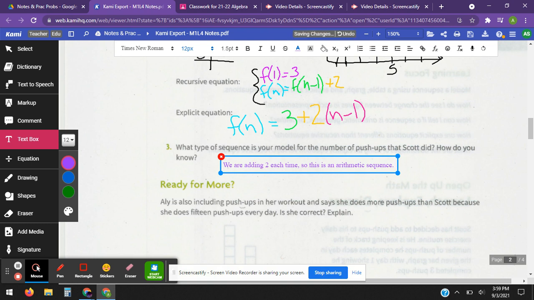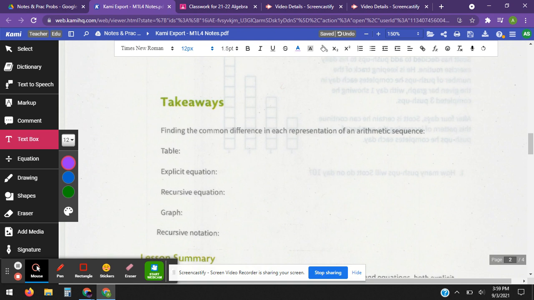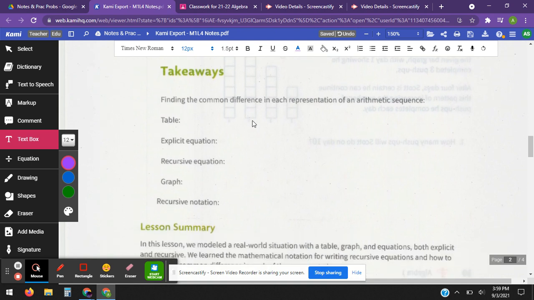So let's go ahead and, again, jump to the takeaways, and then we'll come back for the Ready for More. Our takeaway: finding the common difference in each representation of an arithmetic sequence. So how does the table help us do this? In the table, we can find the difference between terms.